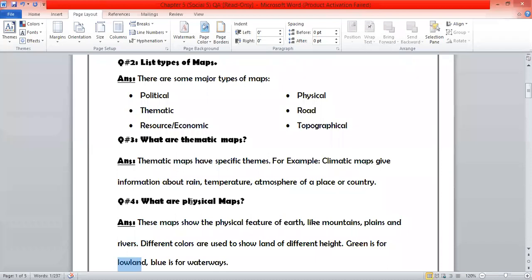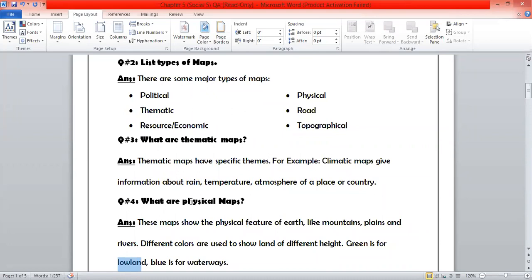So, what are physical maps? These maps show the physical feature. As the name shows, it's a physical map. Physical features of Earth are shown in the physical map. What type of feature does this physical map show? It shows mountain, plains, and river. Mountains, we know there are mountains. Plains, the place where we live and grow our crops or make a farmland. And rivers, in rivers we find the water. So all these things are shown in a map. If any map contains these three things, mountains, plains, and rivers, that map is a physical map.